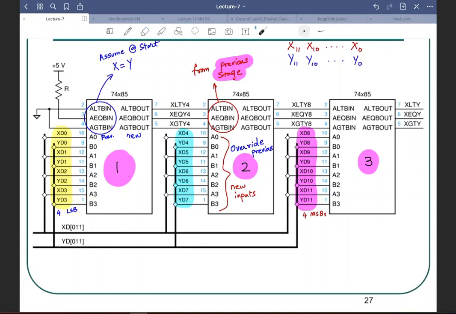And similarly, the last stage, stage 3, will get inputs from the previous stage, which is stage 2, but depending on the new inputs, which in this case are the 4 most significant bits, that will override the previous ones to generate new outputs, which will let us know whether X is less than Y, X is equal to Y, or X is greater than Y.